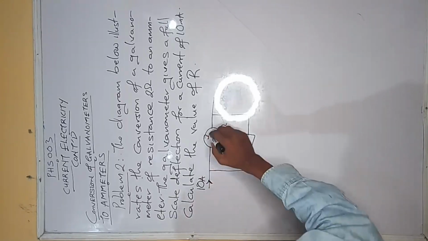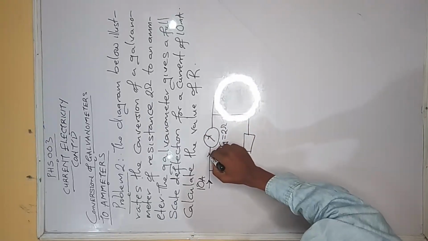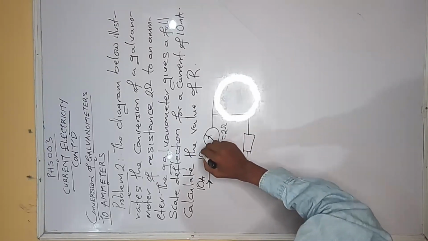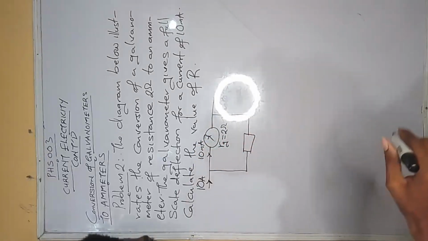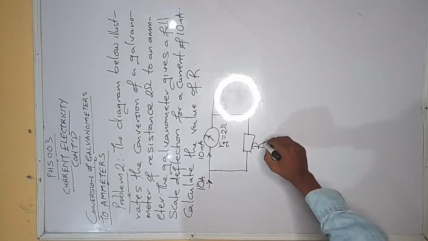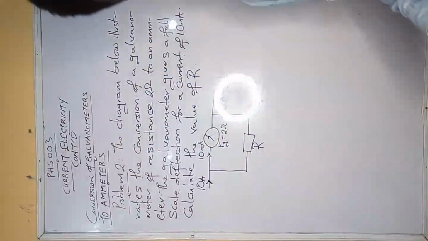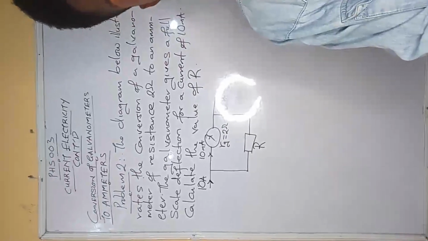Then they also showed here that the current that is flowing through this galvanometer is equal to 10 milliampere. That is the current flowing through the galvanometer. That is your IG. You understand? Then they also gave you your R value. They said find your R. So that's the question, and I want you guys to attempt that question. I'm giving you a short time to get the question.